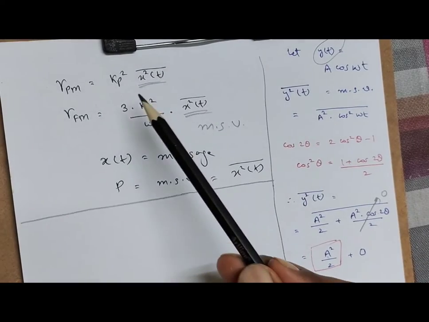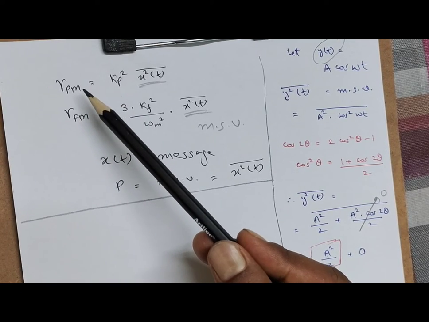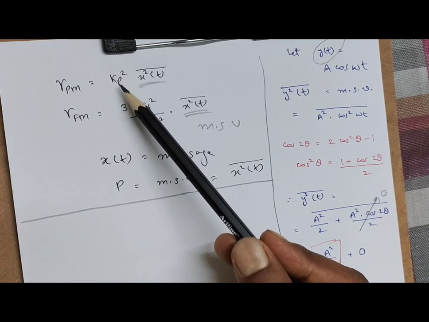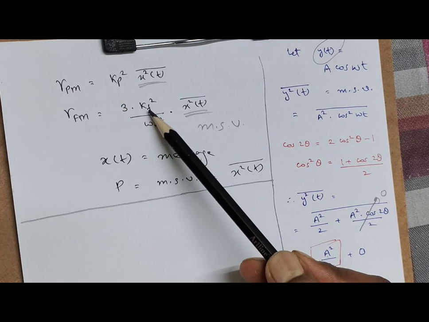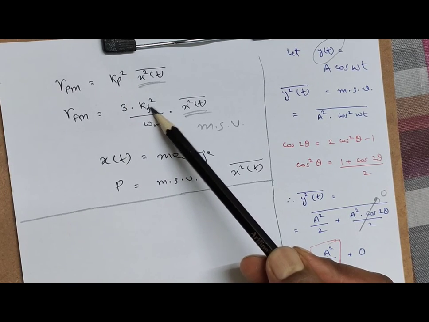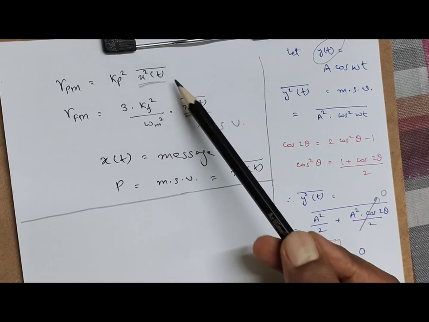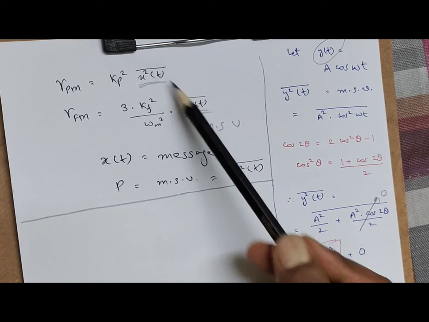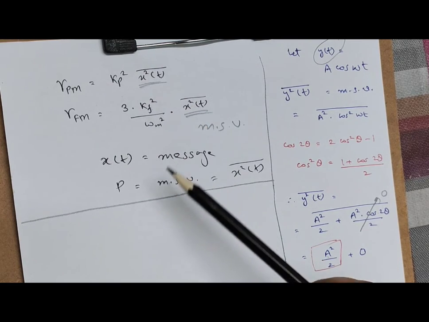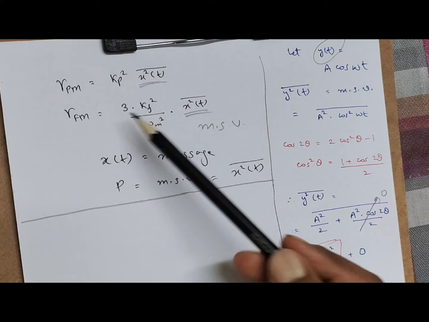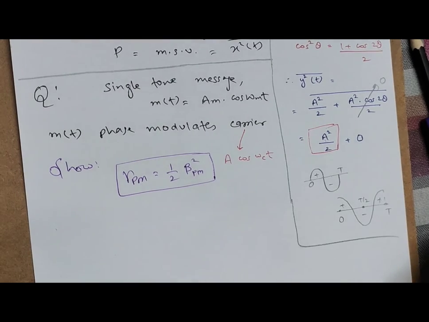So yes, these are the two figures of merit for angle modulated systems. Here Kp denotes the phase sensitivity, Kf denotes the frequency sensitivity, okay? Omega m is the frequency of the message, and this is the power of the message signal, the mean square value. After this we will see two questions, one based on PM, one based on FM.